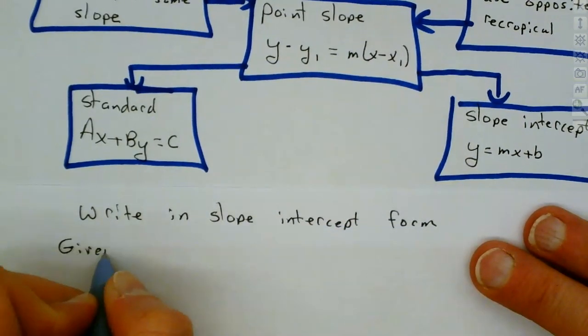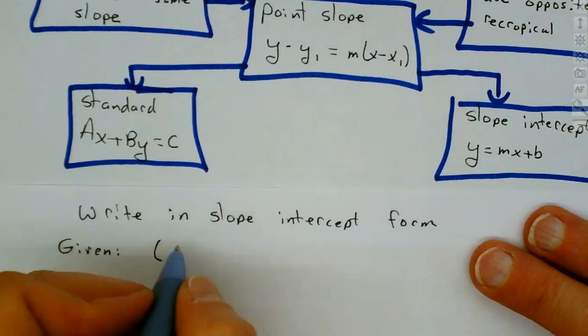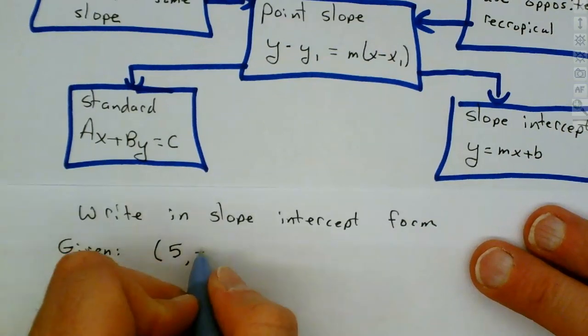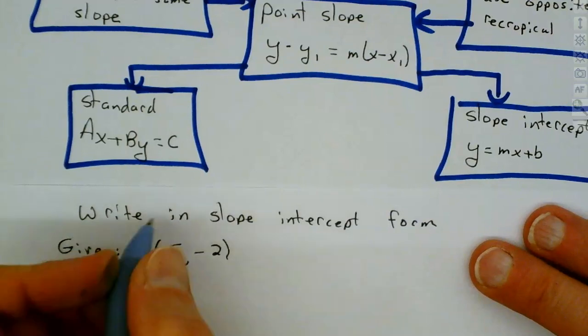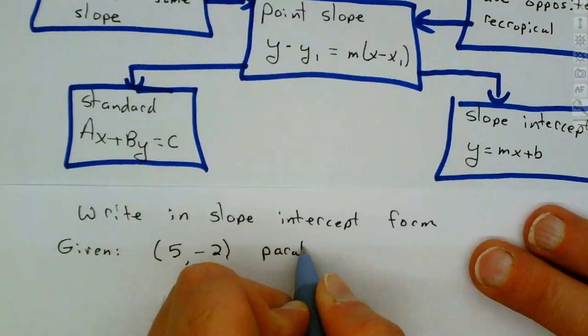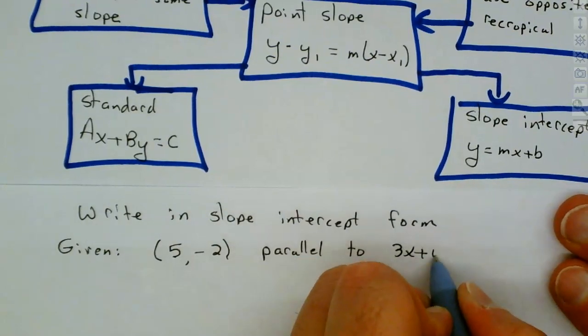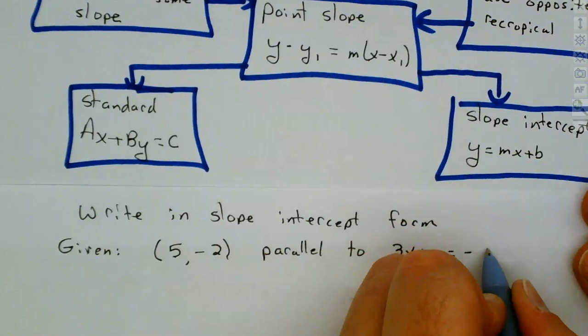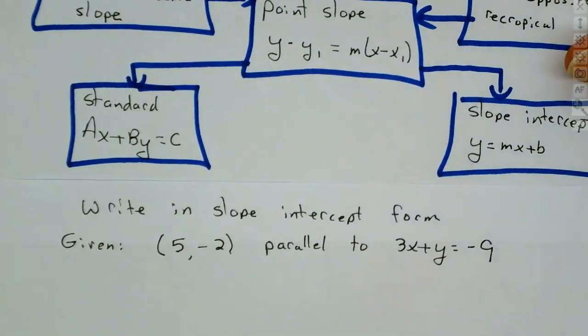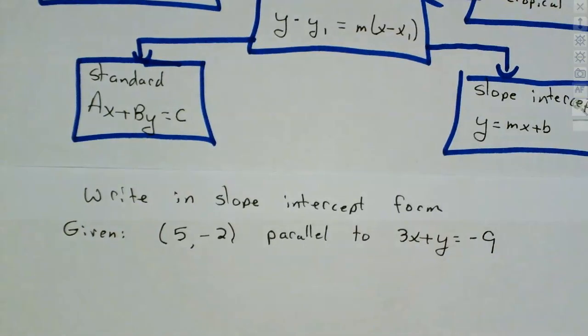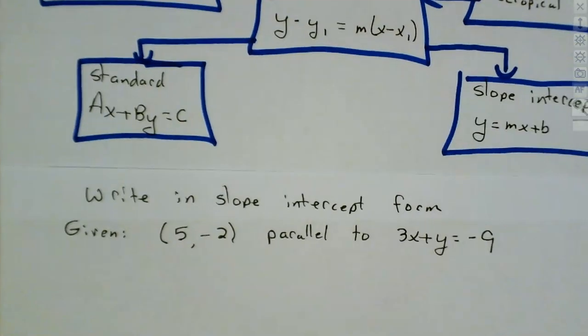And let's say you're given a point. How about (5, -2)? And I want this to be parallel to 3x plus y equals -9. So let's go through our steps. Make sure we know how to approach this one. If you follow the directions, it's not difficult. What do we have? We have a point and we have a slope.